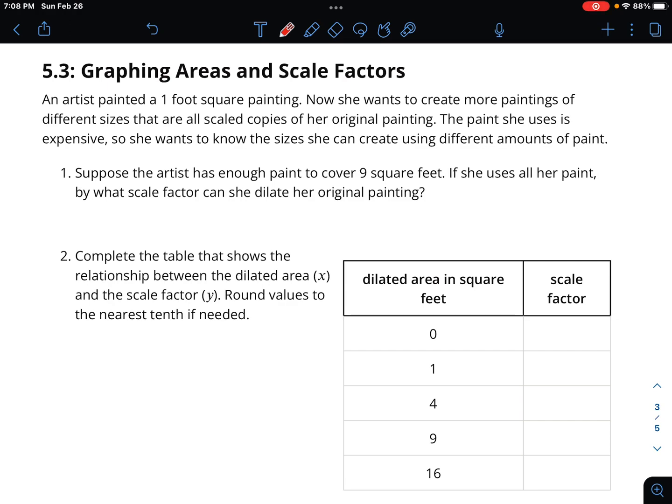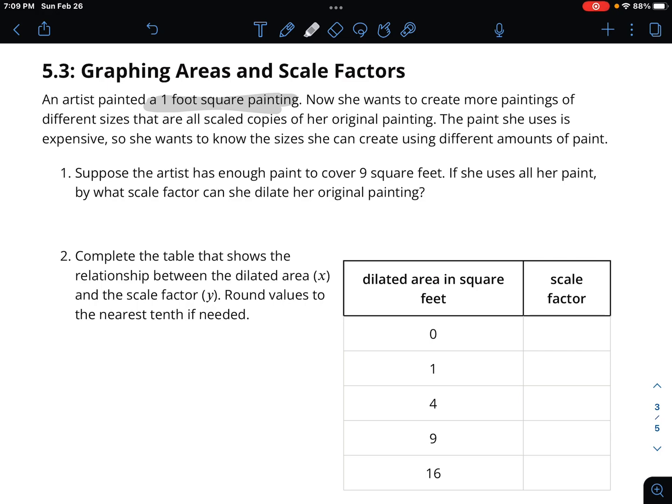All right, here's the last part of it. An artist painted a 1-foot square painting. Now she wants to create more paintings of different sizes that are all scaled copies of her original painting. The paint she uses is expensive, so she wants to know the sizes she can create using different amounts of paint.